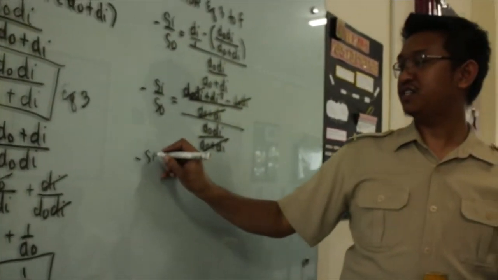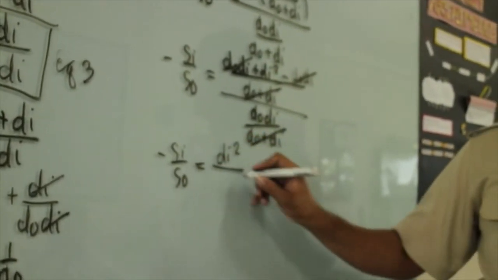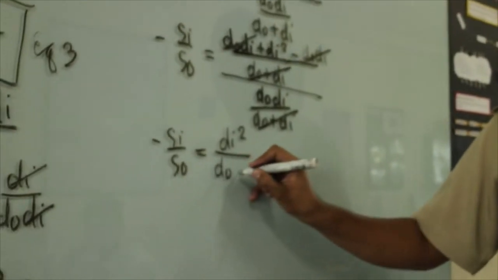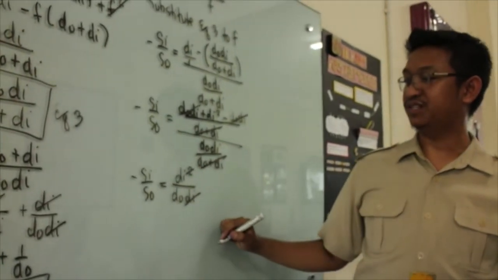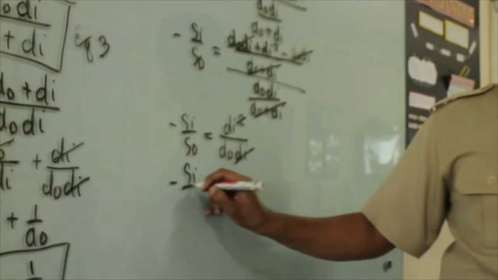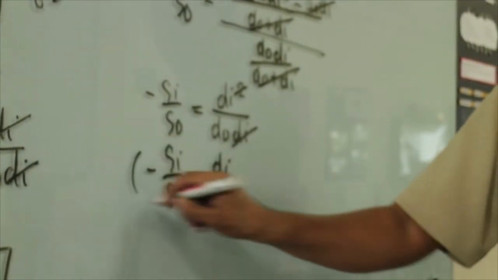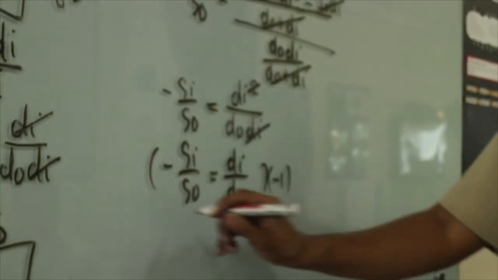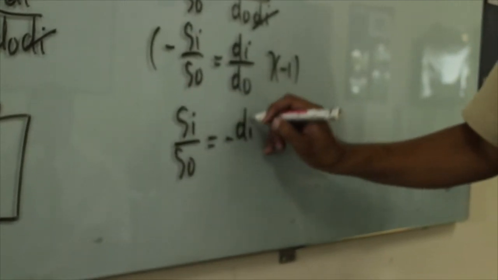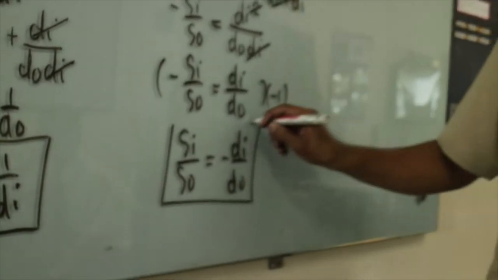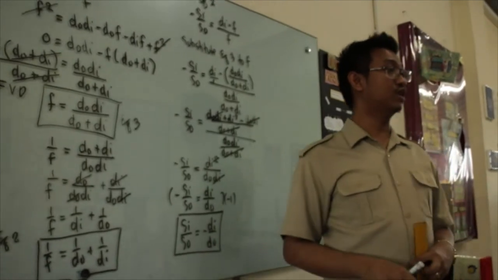So we have negative SI over SO equals, what is left here? DI squared over DO DI. What will be cancelled out? One of the DIs will be cancelled. So negative SI over SO equals DI over DO. If we multiply both sides by negative 1, it will be SI over SO equals negative DI over DO. This is how we got the fourth equation, wherein if we separate them, it will be the magnification.